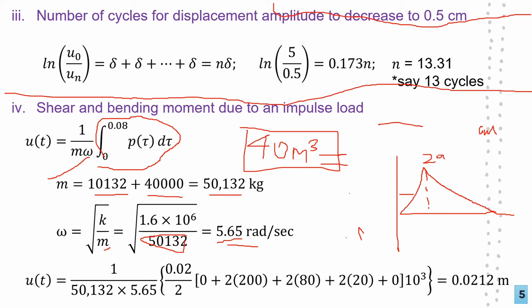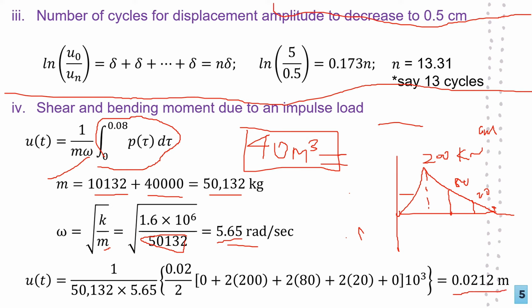Then you have this is 200 kilonewton. Then we come to 80. Then we have 20. And then we have 0. And the starting was 0. So you know the trapezoidal rule: the time interval over 2, 0, then twice the second ordinate, twice the third ordinate, twice the fourth ordinate, then the last ordinate. Again, this is in kilonewton. So remember, we are dealing with newtons, so that's why I multiplied by 10 to the power of 3. So you work that out.